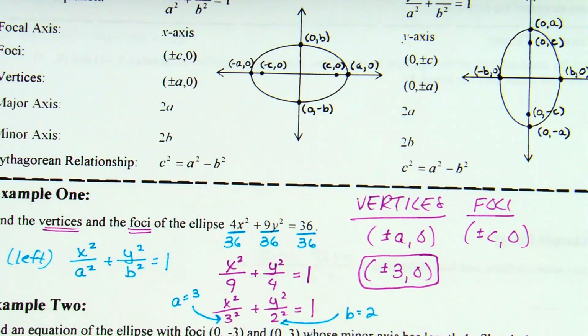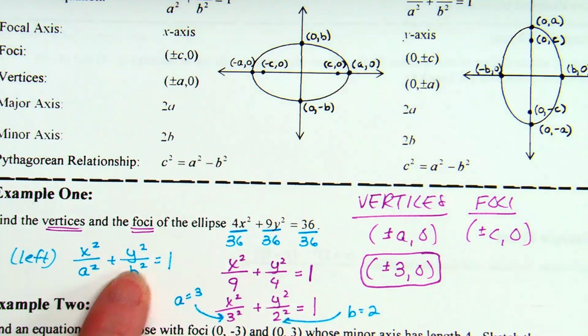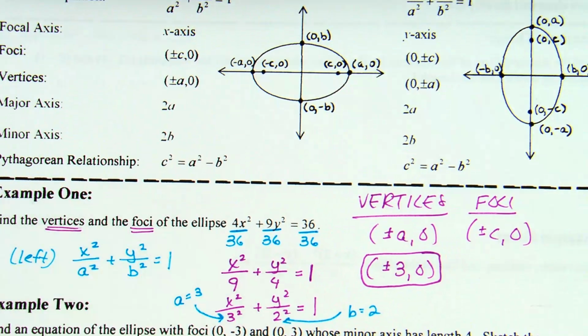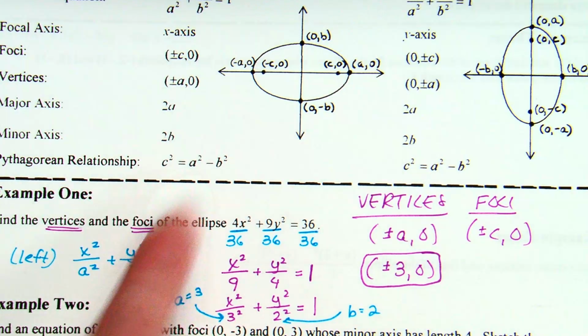Are you guys processing what he said? He said we have to do the Pythagorean relationship. Do we have a c in this equation? No. I have x squared over a squared, y squared over b squared, and it equals 1. I don't have a c, but I need to know c to find my foci. We have a that we just used, and what else do we have? B. Pythagorean relationship? C squared equals a squared minus b squared? Let's go for it.